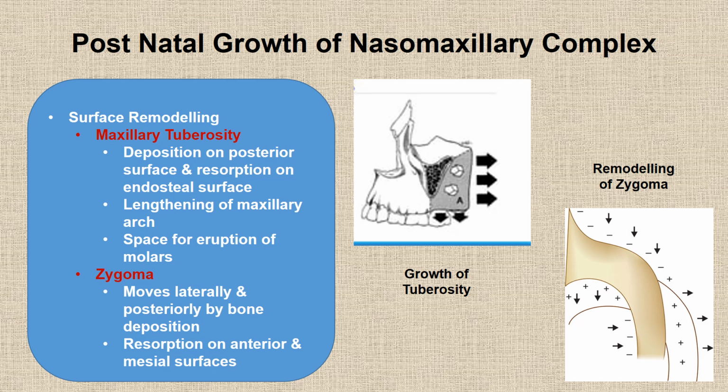Now, the maxillary tuberosity, there is deposition on the posterior surface and resorption on the endosteal surface. This causes a lengthening of the maxillary arch, which gives space for the eruption of the molars. Now the zygomatic bone moves laterally and posteriorly by bone deposition. There's resorption on the anterior and mesial surfaces.